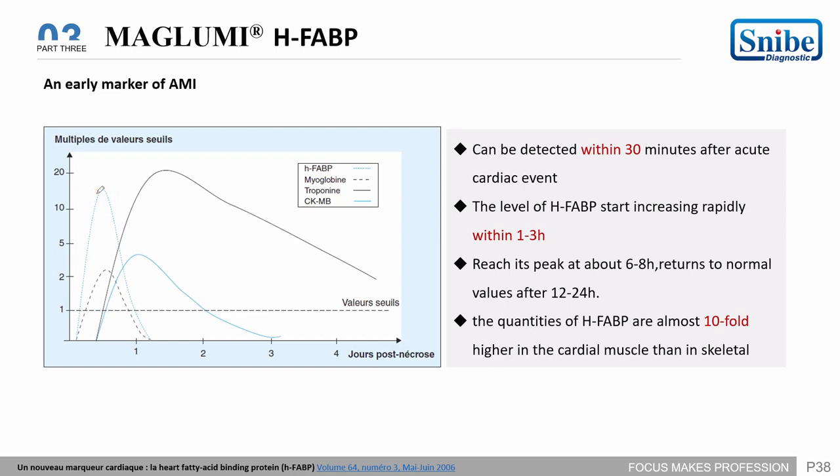The level of HFABP starts to increase rapidly between 1 to 3 hours, then reaches its peak at about 6 to 8 hours, and returns to normal after 12 to 24 hours. The quantity of HFABP is almost 10-fold higher in cardiac muscle than in skeletal muscle. That's why it's an early marker for acute myocardial infarction.